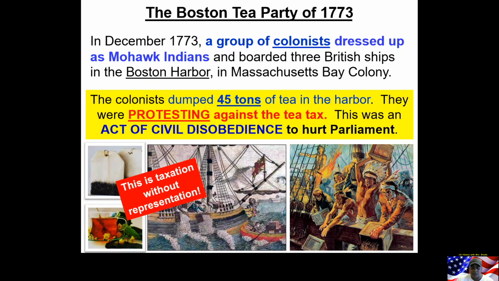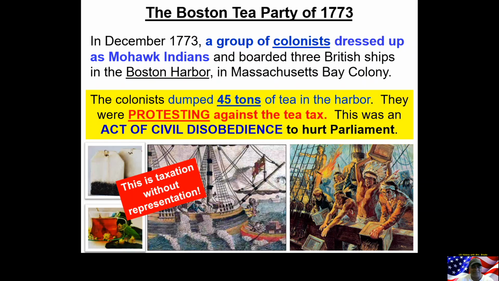Well, the Sons of Liberty, this is a group of colonists, they're going to dress up like Mohawk Indians, like a group of Native Americans. And they're going to go to the Massachusetts Bay area where there's the Boston Harbor. And they're going to get on the ship and they're going to take the tea that is in the containers and dump it into the water, into the Boston Harbor. It'll be 45 tons of tea that is dumped into the harbor.